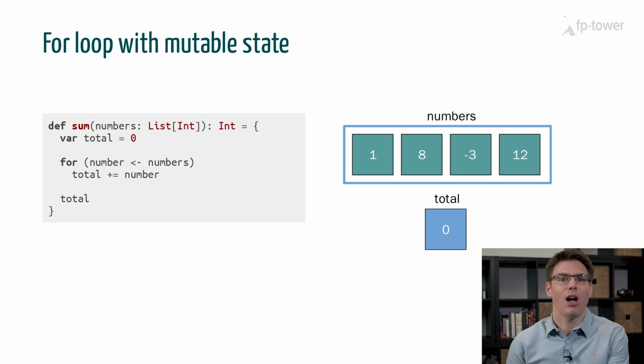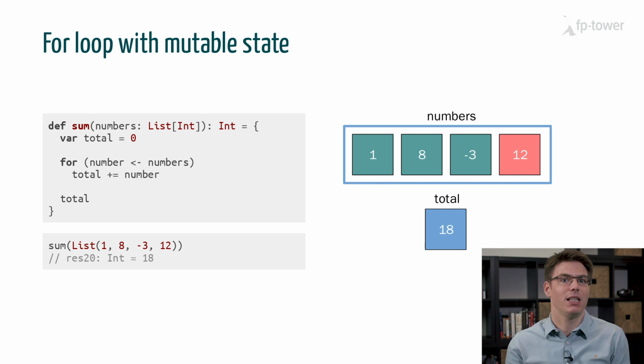Cool, so let's visualize how this works. We start with the variable total, which is equal to 0. Then we process the first item of the list, which increments total by 1. Then we process the second item of the list. Now total is equal to 9, then 6, and finally 18, the expected result.